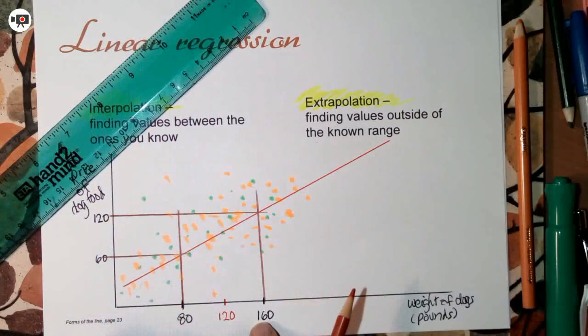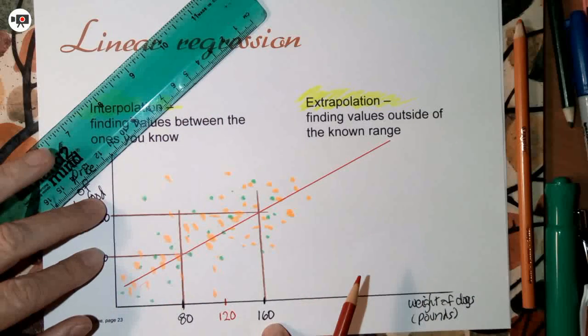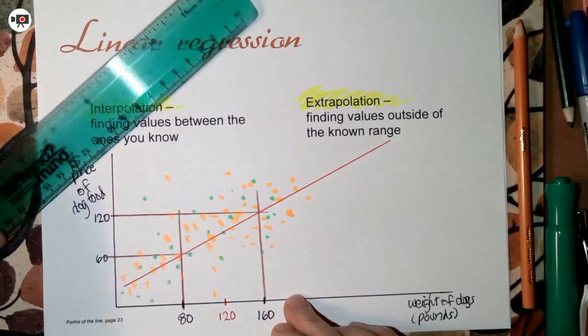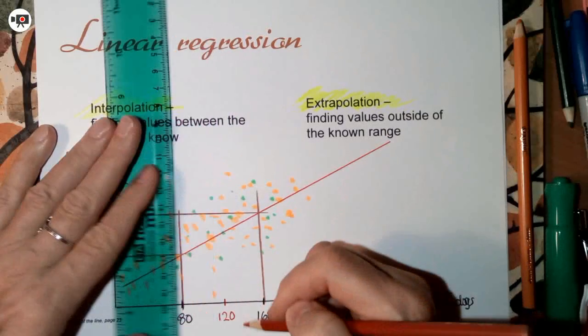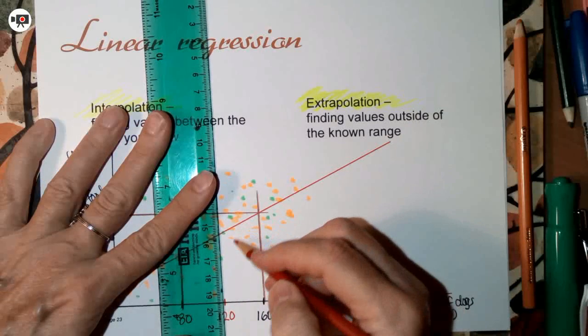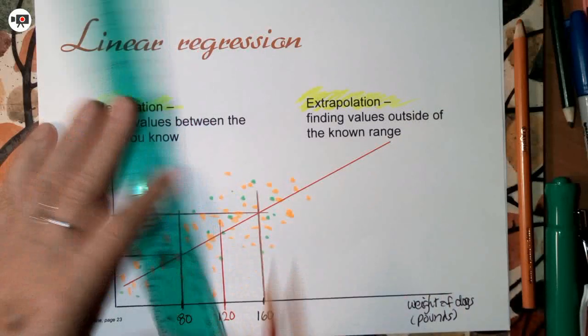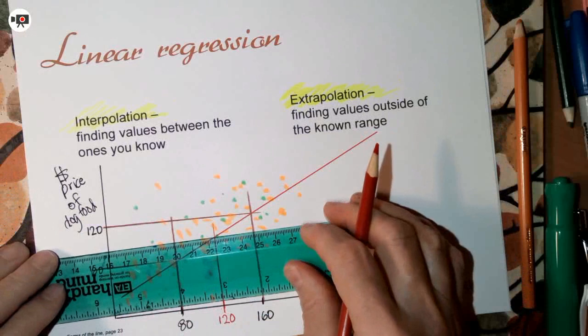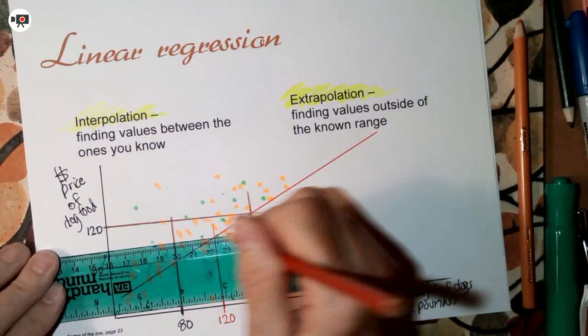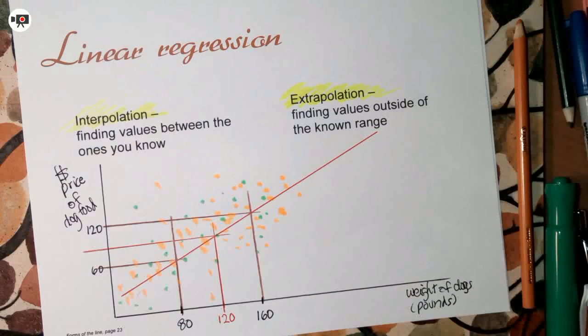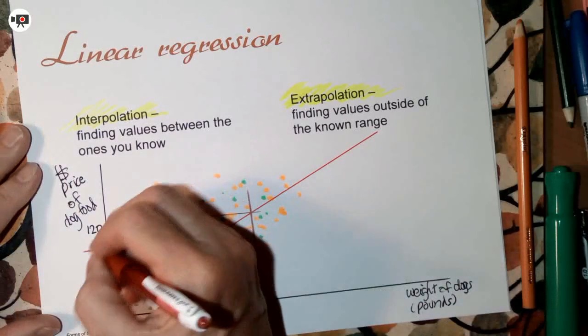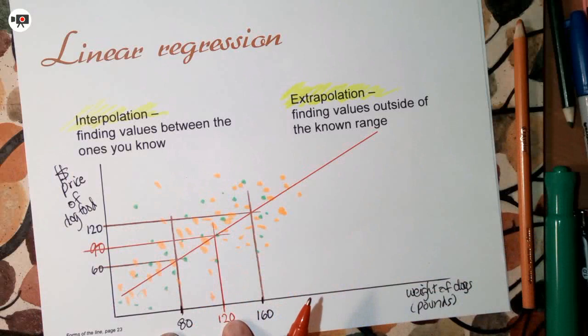Now I'm going to see where on the line it is. I knew the values 80 and 160. And now a value that I don't know is 120. And I'll look over here. And if it really is proportional, which I've made it that way, then I would expect to pay $90 for the dog food. This is interpolation.